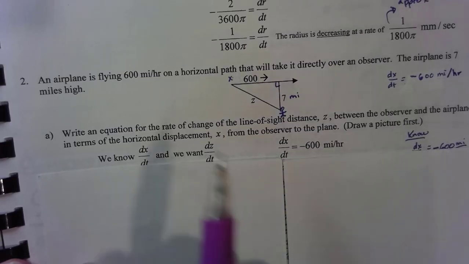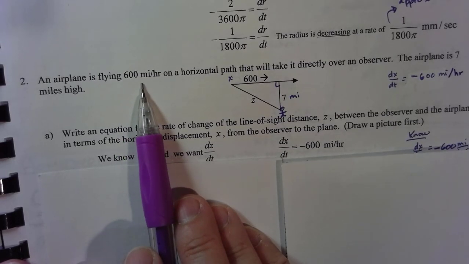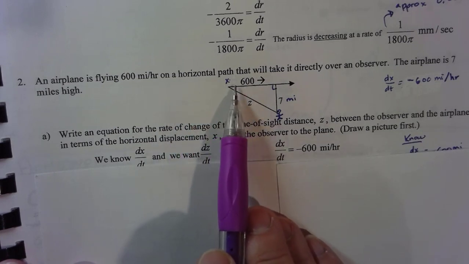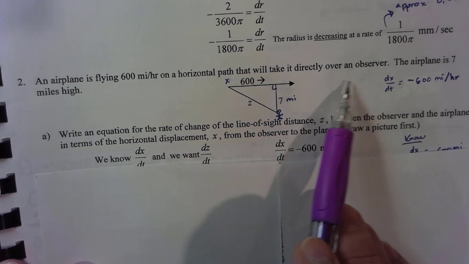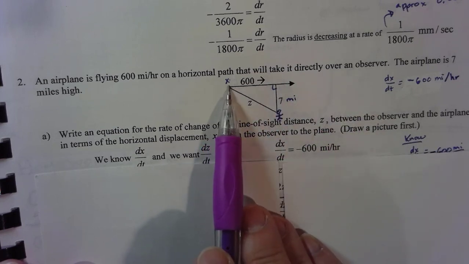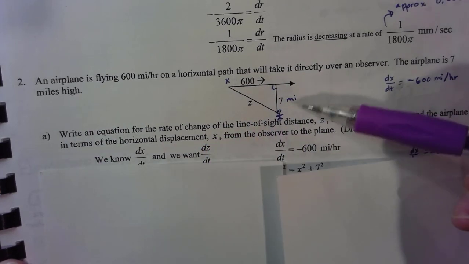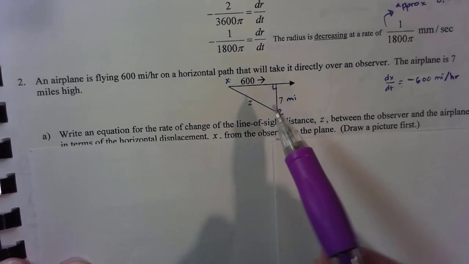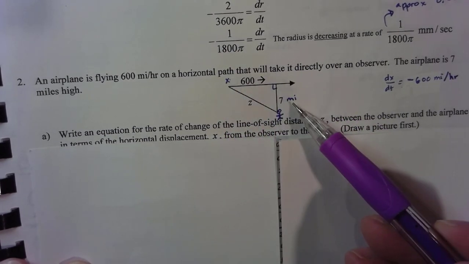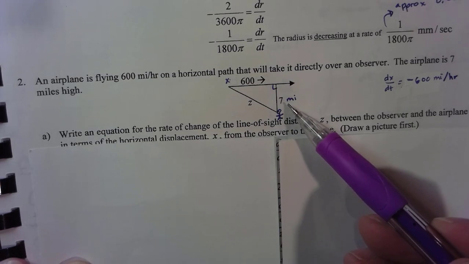An airplane is flying 600 miles an hour on a horizontal path that will take it directly over an observer. Usually when we talk about a horizontal direction, we call that our x. The airplane is 7 miles high. We are going to assume ideal conditions here that the airplane is staying 7 miles high. So that is going to be a fixed constant for now.